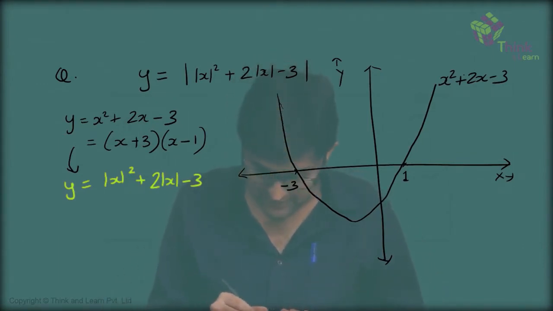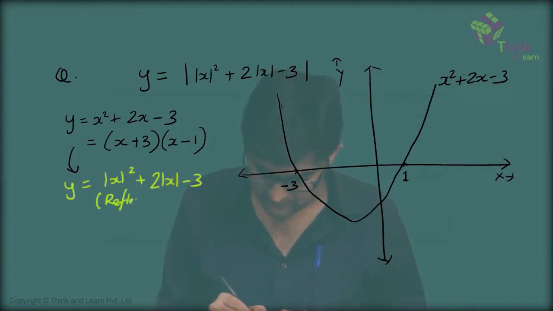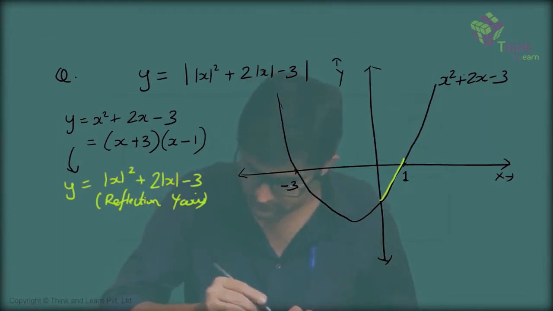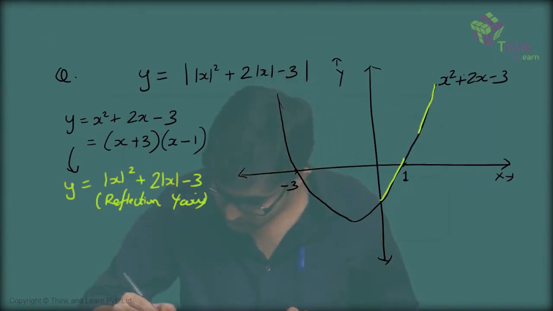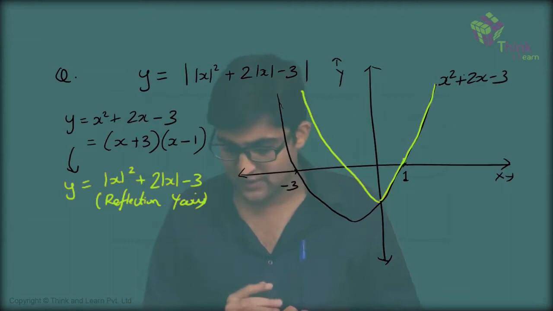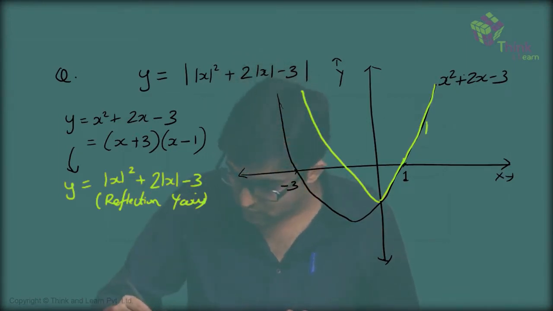so if you do this, what will happen? It is nothing but reflection about the y-axis, right? So this part of positive x remains there. The other parts, all these things will disappear. Only thing is, the same thing will get reflected to the other side. So this is your modulus of x square plus 2x minus 3.